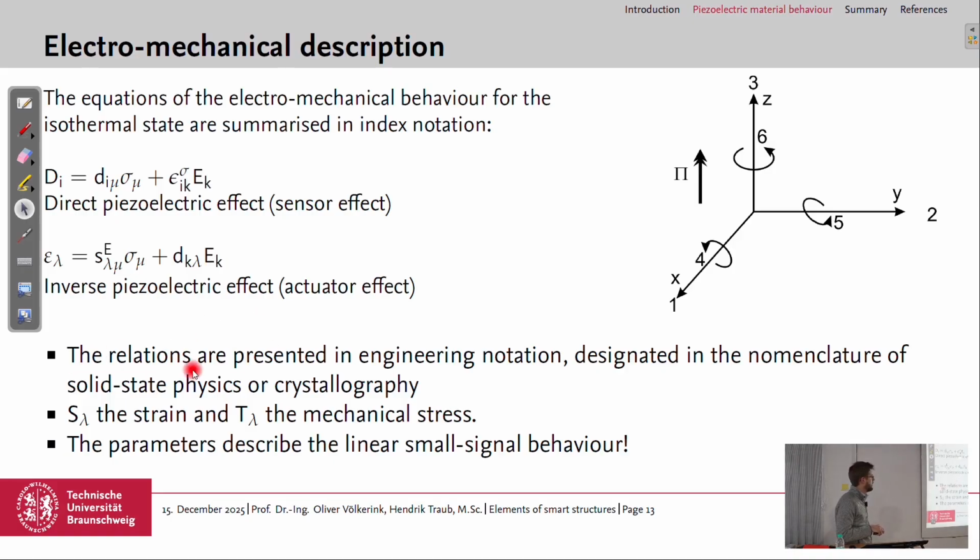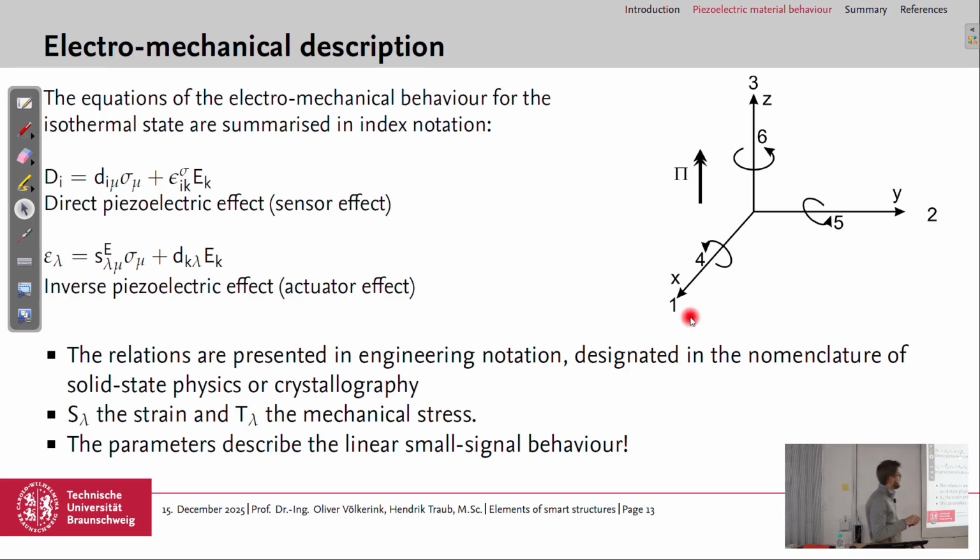So the relations I presented so far are in engineering notation, but we could also have the nomenclature of solid-state physics or crystallography, and then the strain would be capital S and the mechanical stress a capital T. And as mentioned in the beginning, it's only for the linear small signal behavior, so we don't have the hysteresis in these equations, of course. It's only a very simplified model with some assumptions.